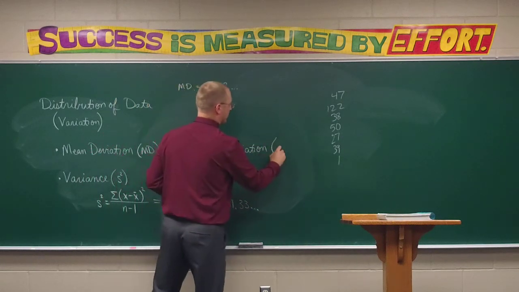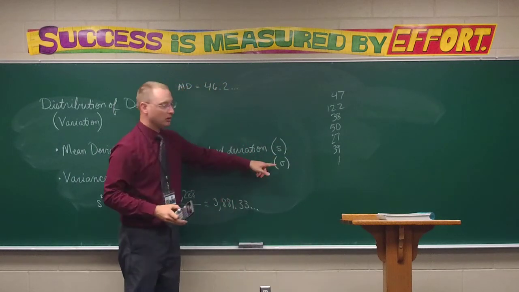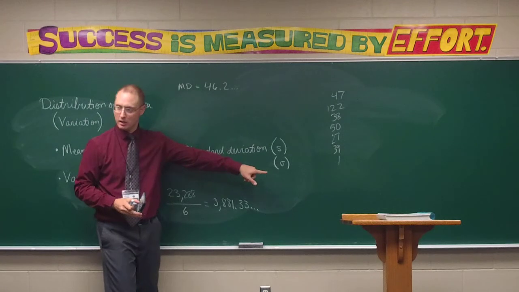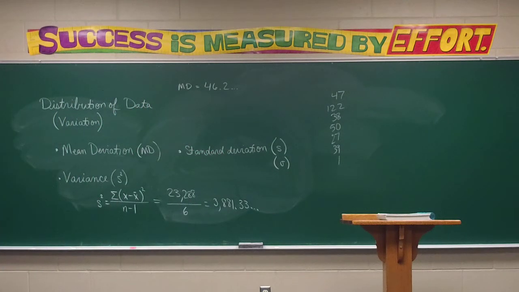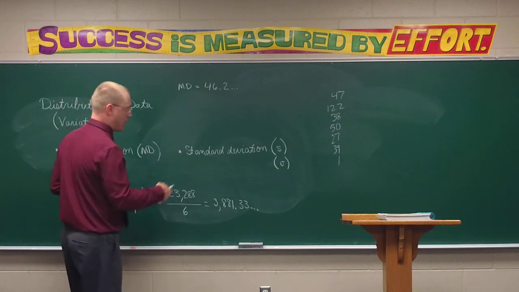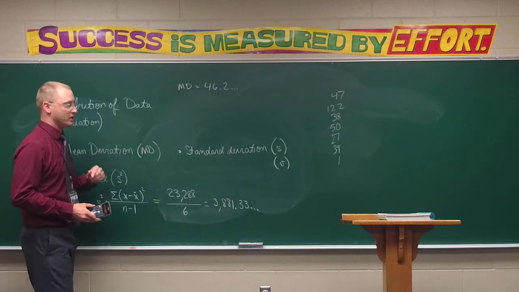Standard deviation is simply represented by S, sometimes represented by this Greek lowercase sigma. Technically, that refers to a population standard deviation, meaning you polled everybody or everything. You'll see both symbols, okay? We're going to use S, but the calculator has it labeled with a sigma. You'll see this in a minute.